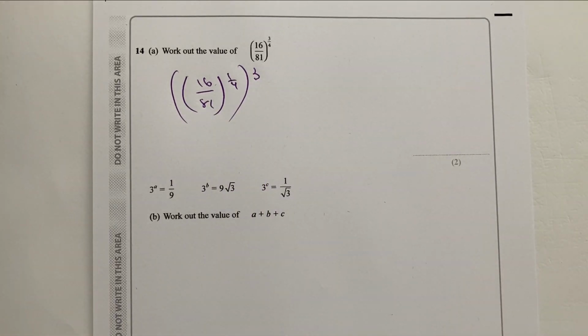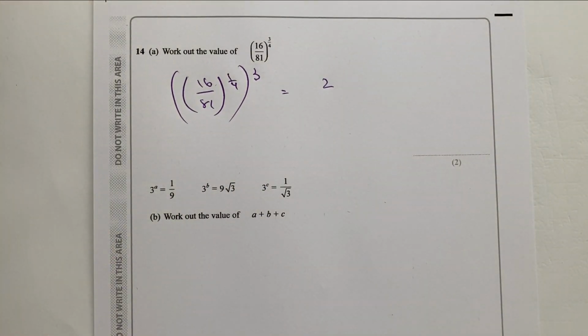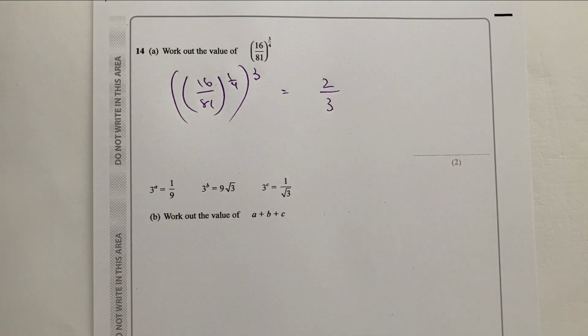So it's a bit like when we say something to the power of a half, we really mean the square root, or to the power of a third is the cube root. So this one is the 4th root. Well, the 4th root of 16 is going to be 2, because 2 times 2 times 2 times 2 is 16. In a similar way, the 4th root of 81 is 3, because 3 times 3 times 3 times 3 is also 81.